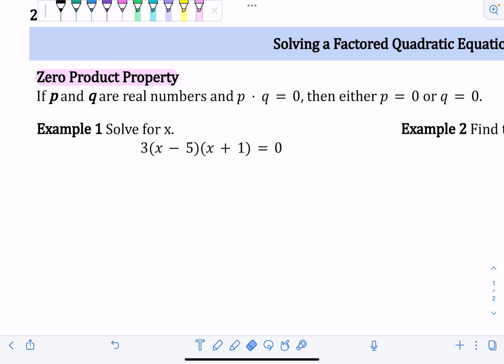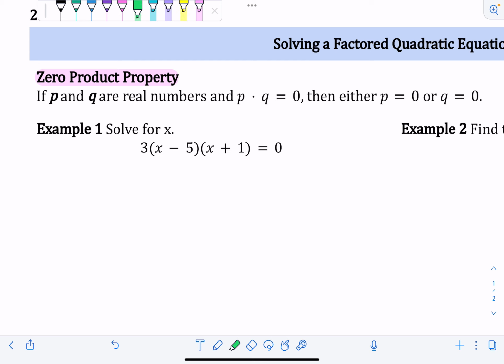So in example 1, solve for x. It's 3 times x minus 5 times x plus 1 equals 0. The zero product property says that if these factors multiplied together equals 0, then I can just set each factor equal to 0 to solve for x. It's really important that for the zero product property, you have a 0 on the other side of the equal sign. It does not work with any other number. There has to be a 0. But we have a 0 there, so we're good. So we're going to set each factor equal to 0.